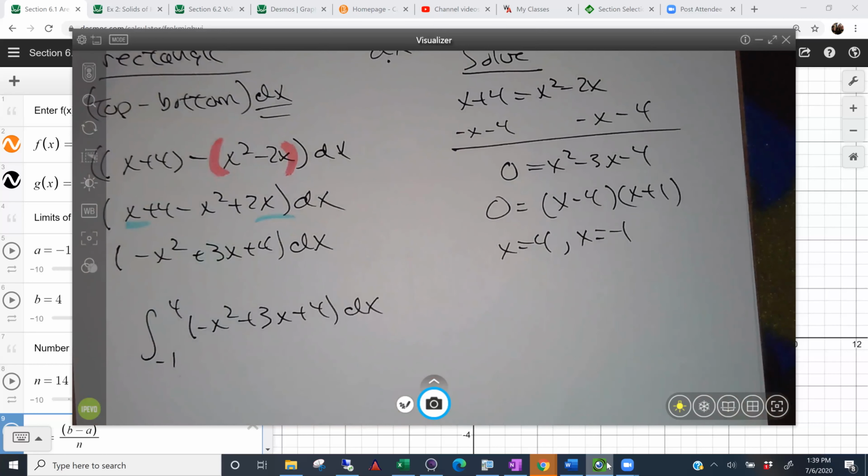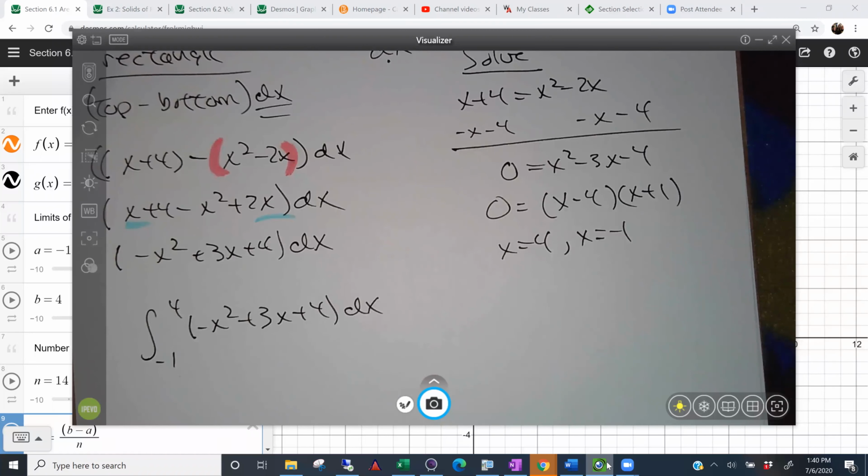How's that looking so far? I mean, if you get here, you're pretty much golden. I'm hoping that the rest is not too bad. Okay.